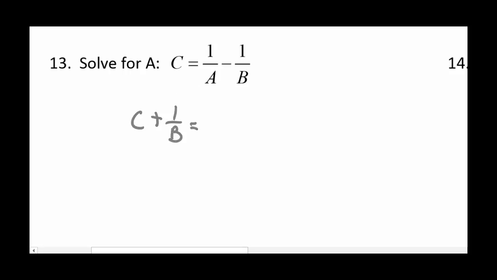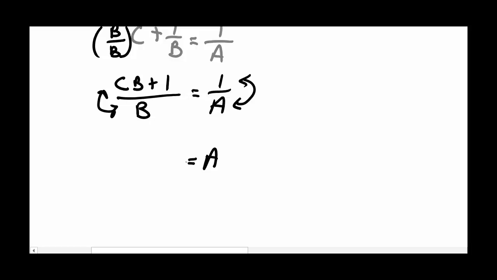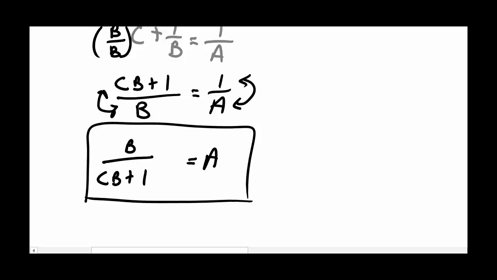So it's c plus 1 over b equals 1 over a. And if I had the left side to be a fraction, then I could just do the reciprocal of both sides and I'd be done. So I just need this c to multiply by something so it has a denominator of b. And that would be b over b. And so that means I have a fraction with cb plus 1 over b, since they have a common denominator, and that equals 1 over a. And then I'm going to reciprocal both sides in this case. And so I end up with a equals b over cb plus 1. And so now I was able to isolate a out.